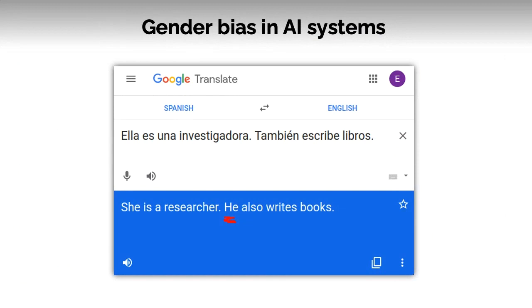But it shows this kind of bias. So for those that speak Spanish, here it says, "ella es una investigadora, también escribe libros." "Elle est un chercheur, elle a aussi écrit des livres," something like that. And when we translate that to English, and this is a screenshot from my phone, it was saying she's a researcher, he also writes books.